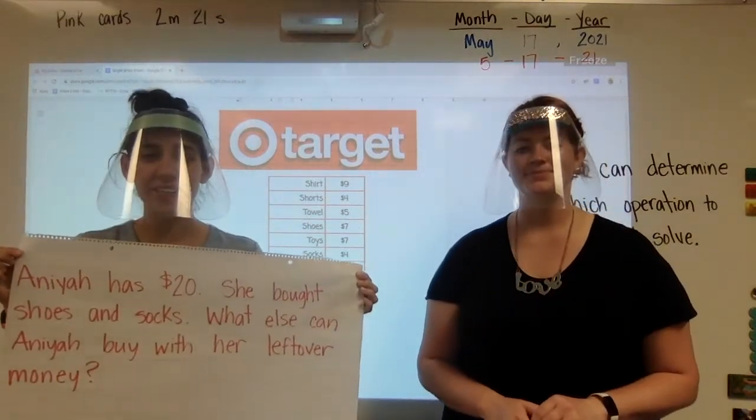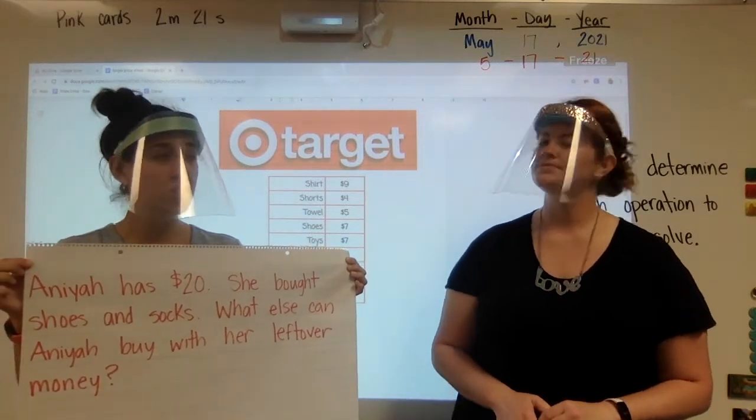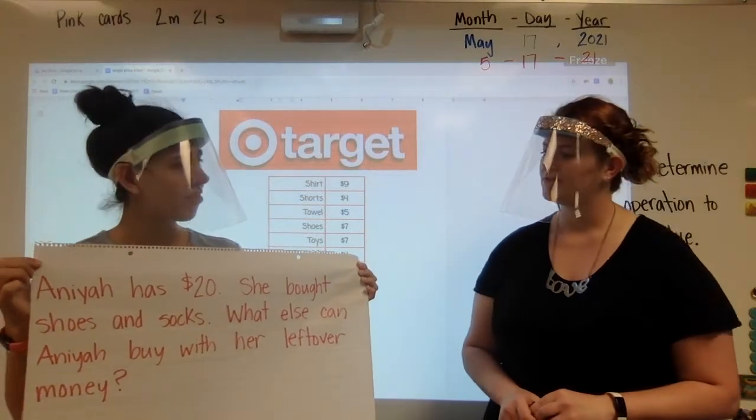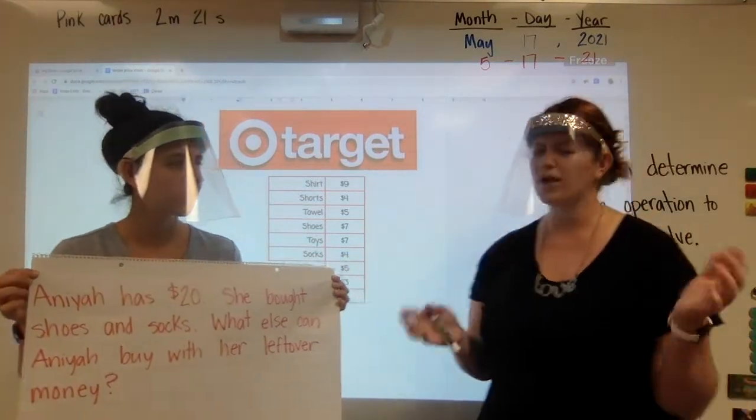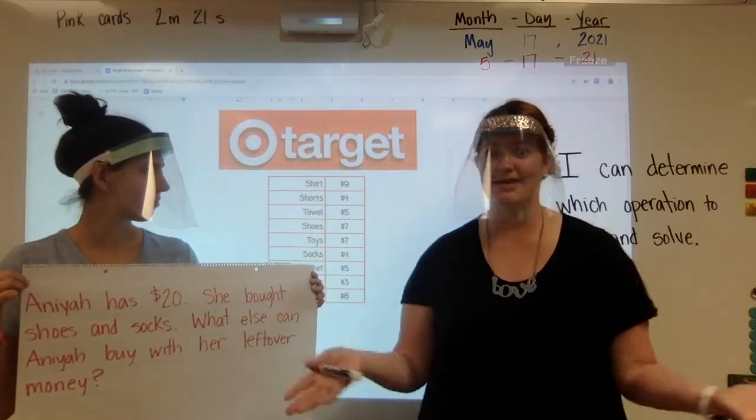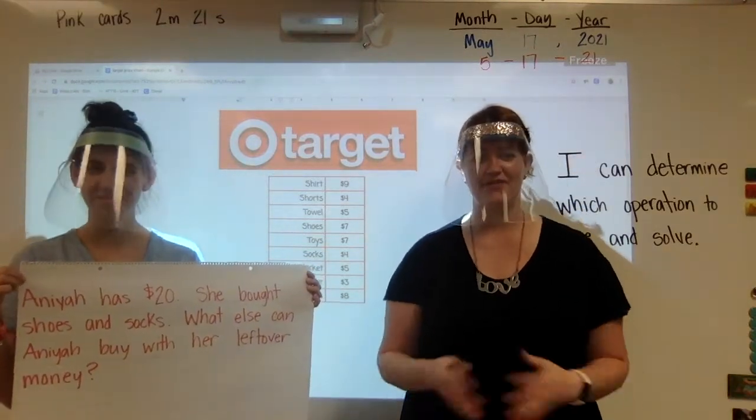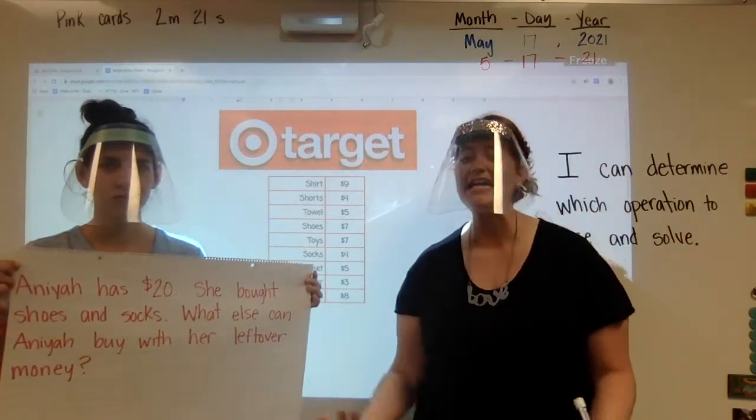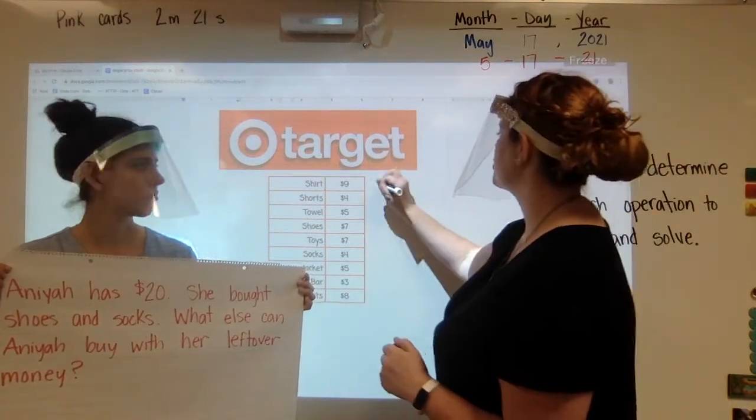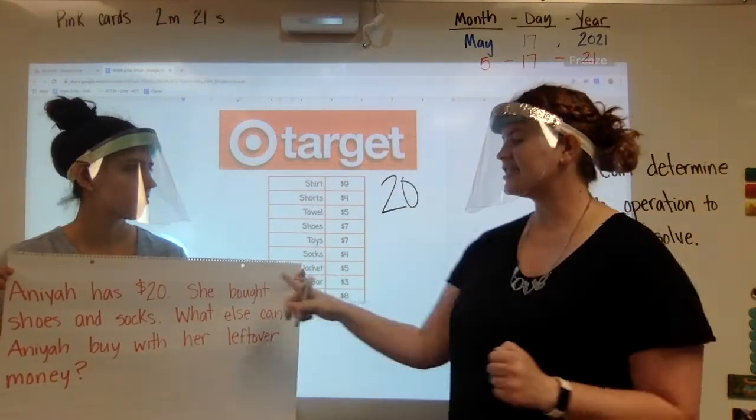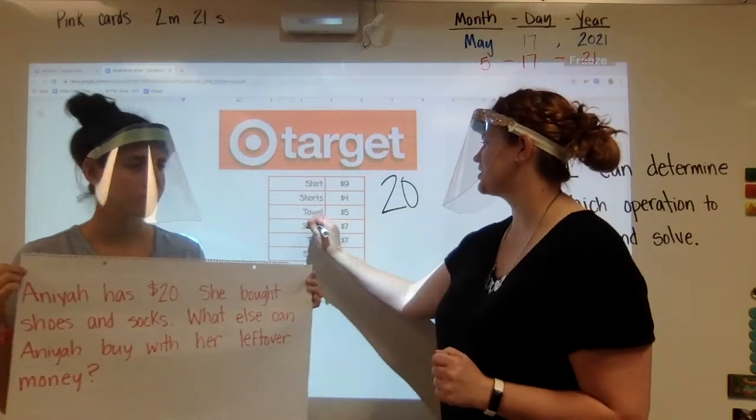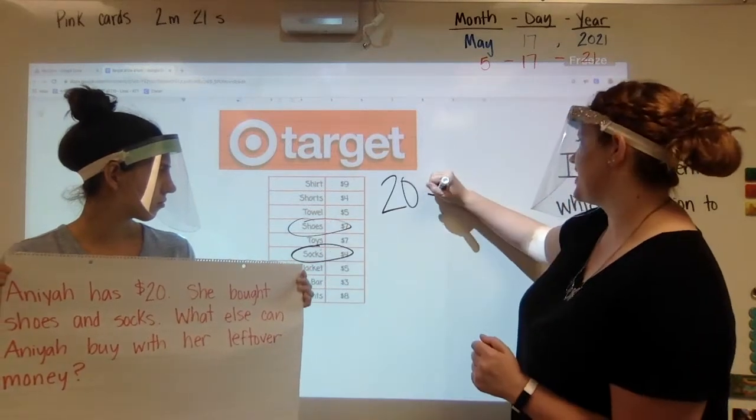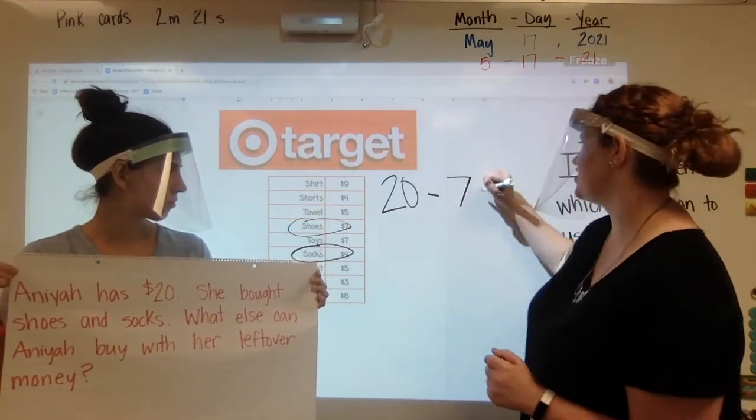Our last problem says Anaya has $20. She bought shoes and socks. What else can Anaya buy with her leftover money? Okay, well, to figure out what else she can buy, I need to figure out how much money she has left over. Okay, she had $20 and then she bought something, so we're taking that away. So I'm going to start with her $20 right here, and it says she bought shoes and socks. Here are shoes and here are socks. So I'm going to start by taking away the shoes, which were $7.